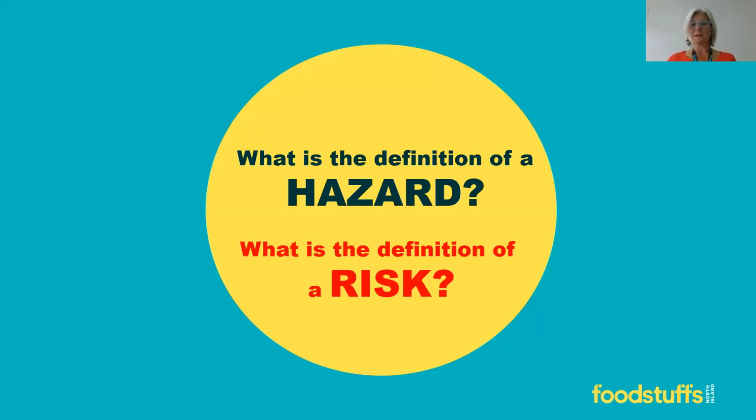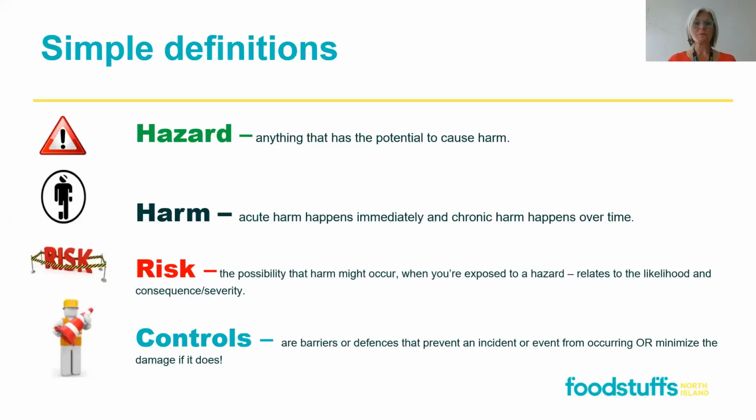What's the definition of a hazard? I ask this in lots of training sessions and I get a variety of answers. Same with the definition of a risk. They are two different things. A hazard is anything that has the potential to cause harm. And harm either happens acutely, as in an immediate response, or it happens chronically over time. And that would be something like asbestos causes harm over time.